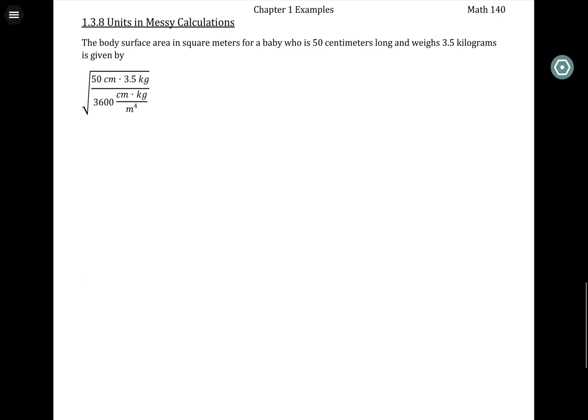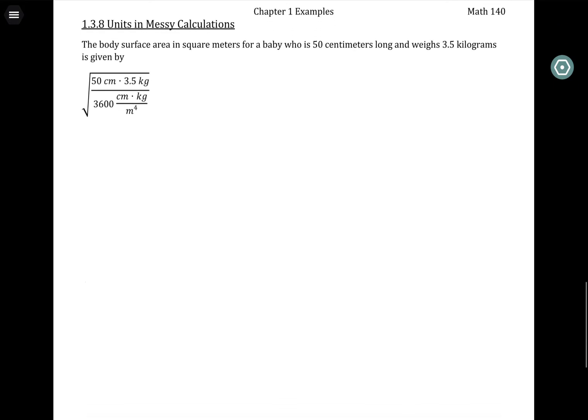Hi everyone. This is an example on manipulating a messy expression that has units in it. We have a formula already set up for us that's supposed to give us the body surface area of a baby who's 50 centimeters long and weighs 3.5 kilograms. It already tells us that this is supposed to be in square meters, but I'd like to walk through and see that work out in this calculation.